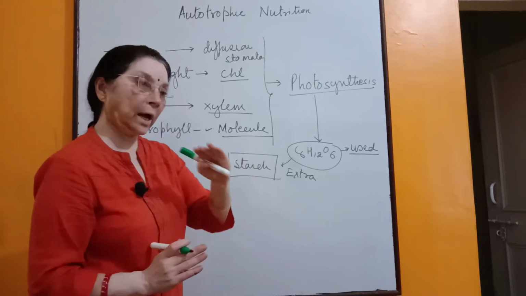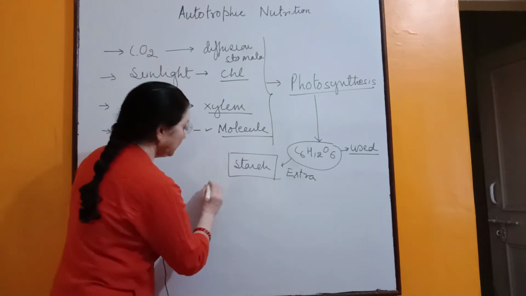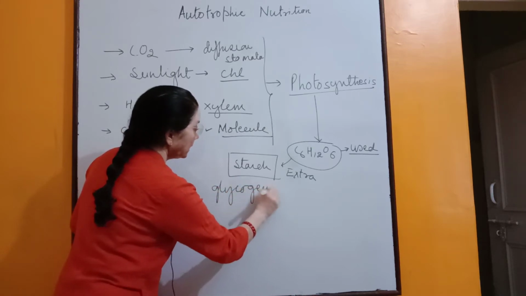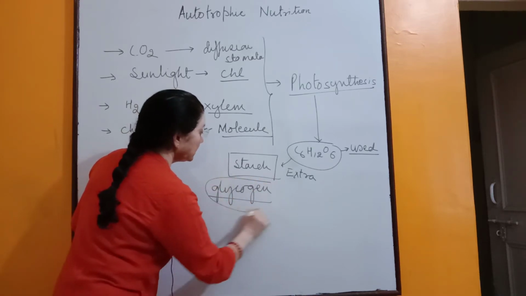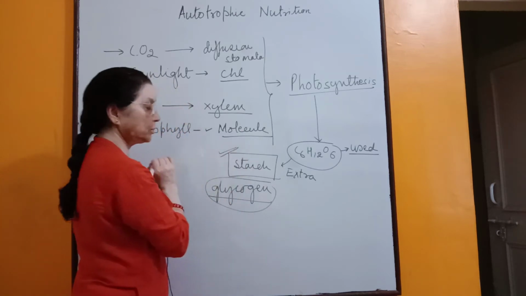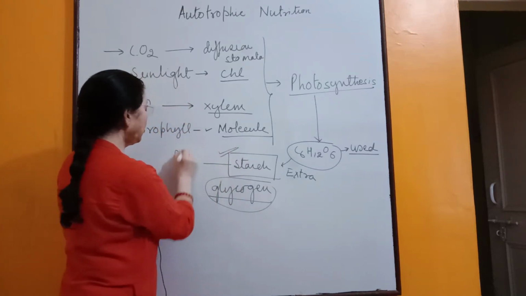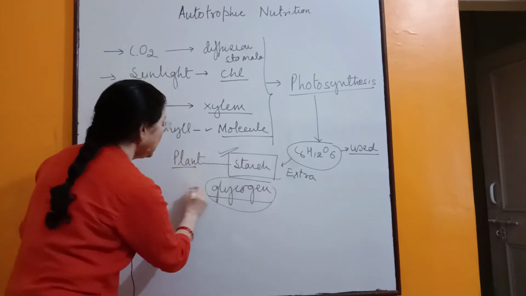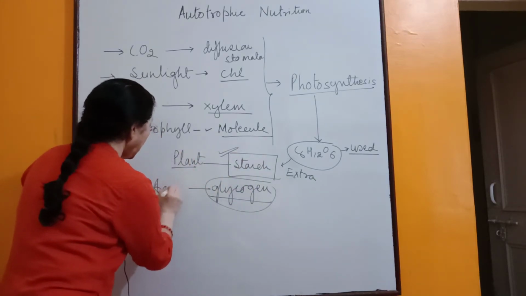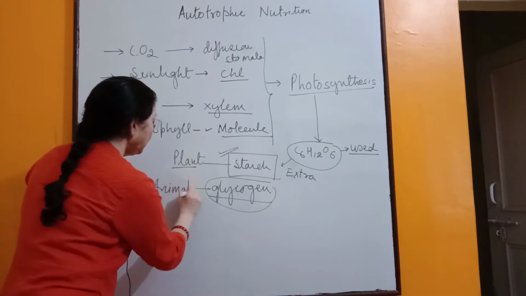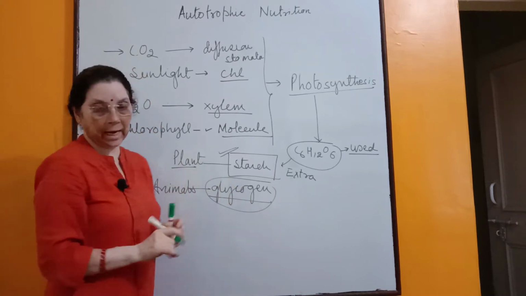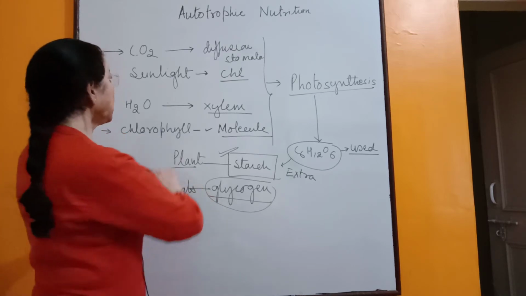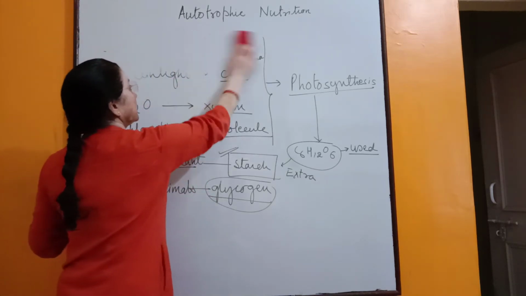In animals, the reserve food material is glycogen, but in plants the reserve food material is starch. You have to remember this. In plants, reserve food material is starch. In animals, reserve food material is glycogen. Now we'll proceed to the process of photosynthesis.